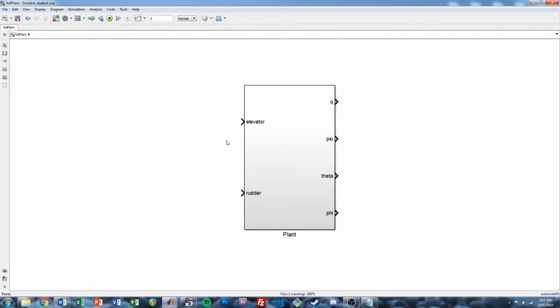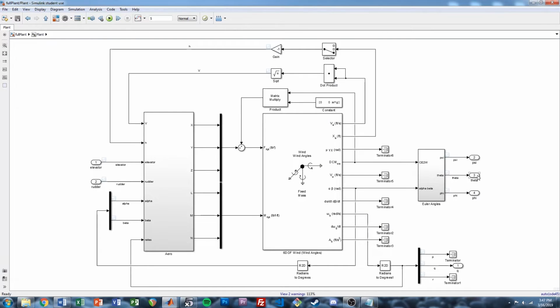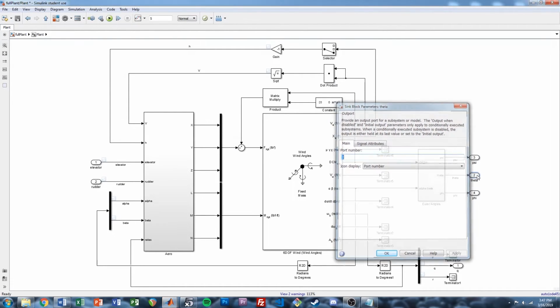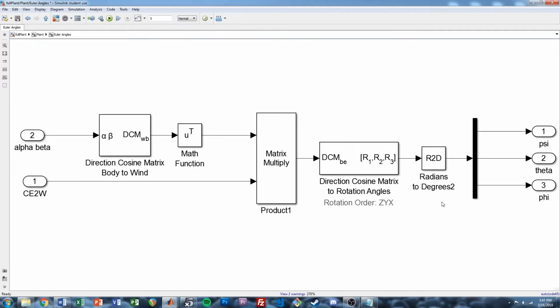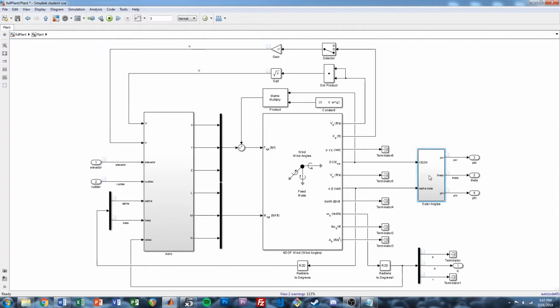So let's adjust the order here. Let's do Q and then theta. That way when we wrap it, it'll look prettier. So I'm going to change theta to be the second output. Okay, I'm just checking to make sure we're outputting these in degrees. So we know that's in degrees, and then our rates are in degrees as well.